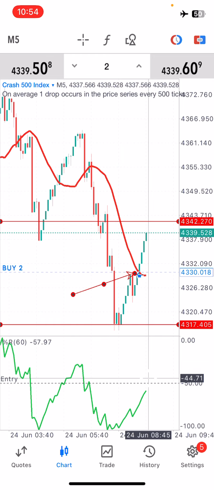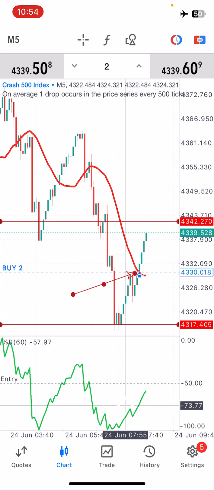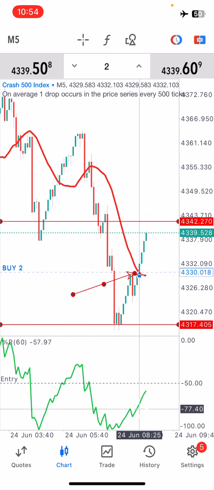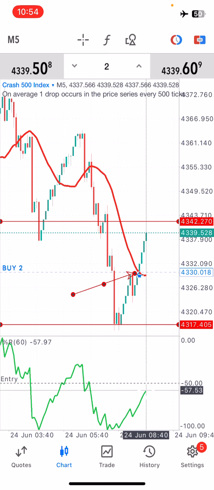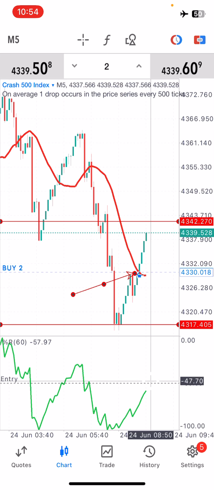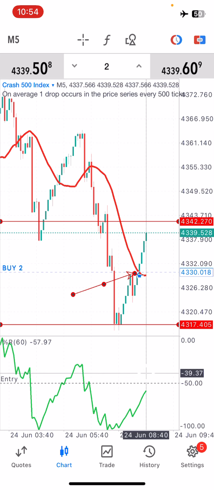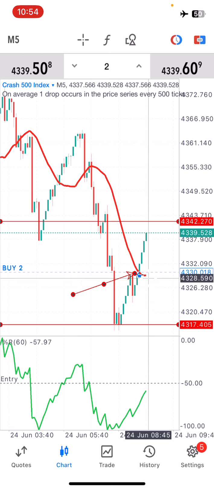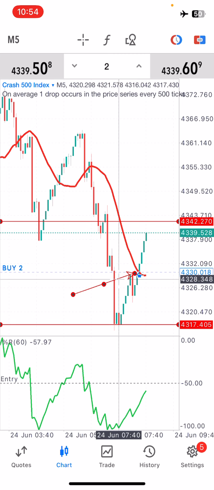Okay, so I entered based on these two conditions. Number one, my candlesticks have to cross to be above my moving average. This is exactly what happened here on my entry. Number two, I need to have my green line either at the 50 level or just above the 50 level for me to enter into a buy trade. I was already seeing that we were approaching the 50 level, and we had already broken this red line. So I was happy to take that risk because I knew most definitely we were going to go up.